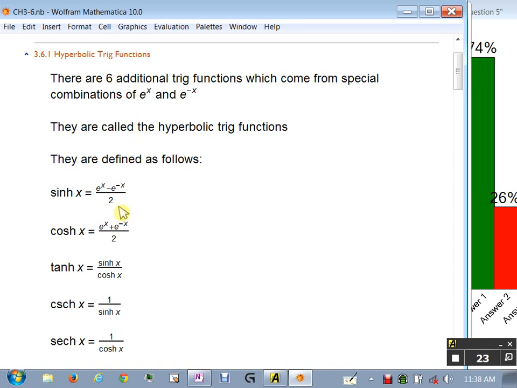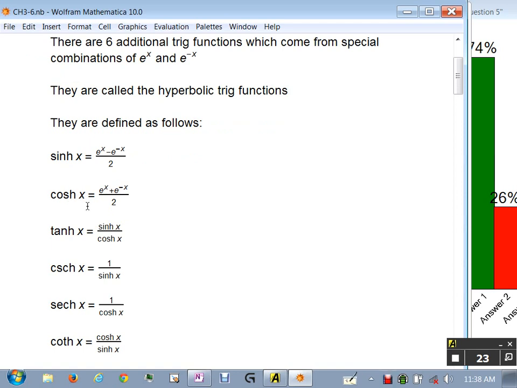What does that mean? All you do to create the hyperbolic sine function is you take e to the x and divide it by 2. And then take negative e to the negative x, which is another exponential function, and divide it by 2. Put those two together. When you do that, you get the hyperbolic sine function.